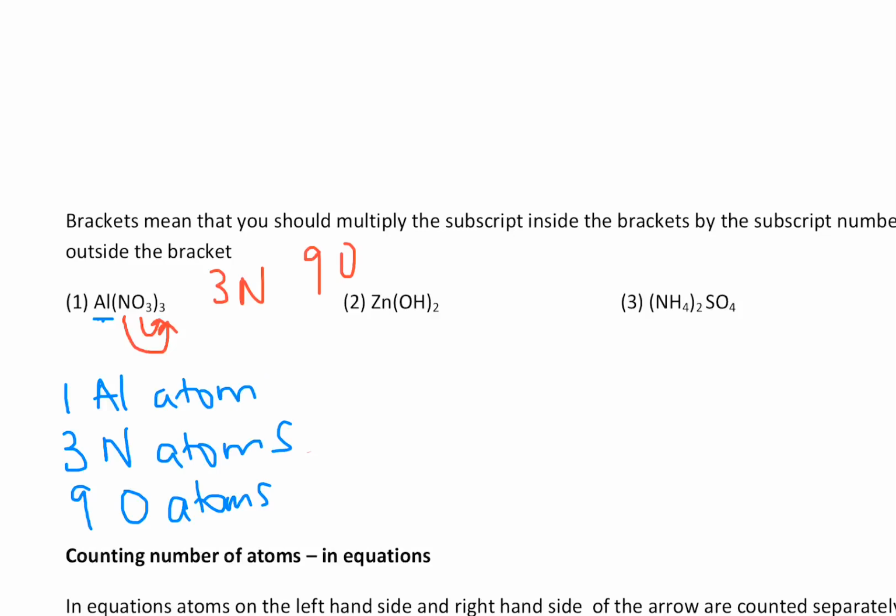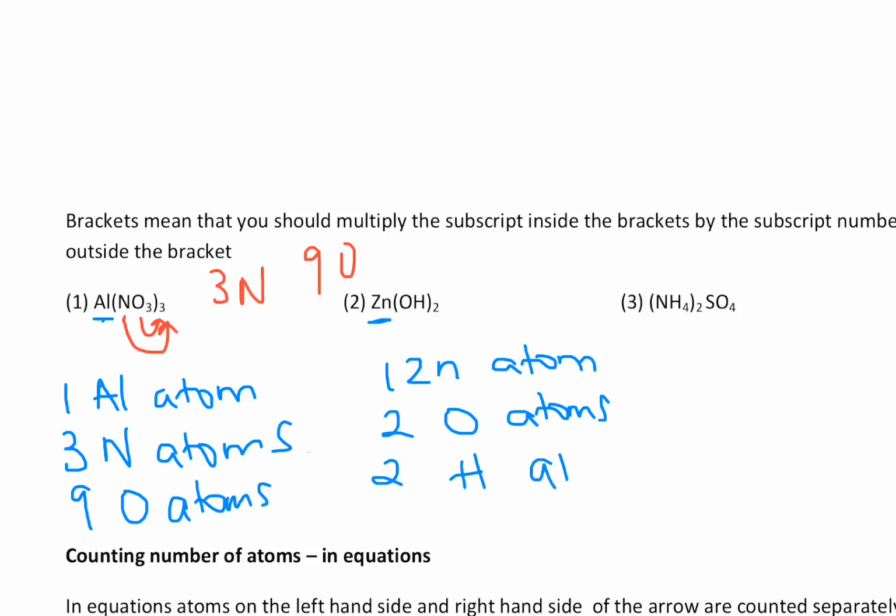Let's do another example. So zinc, there is 1 Zn atom, and if you look at oxygen, there's 1 oxygen inside the bracket. 1 times 2 gives me 2 oxygen atoms. And same thing for hydrogen, 1 hydrogen inside times 2, so that gives me 2 H atoms.